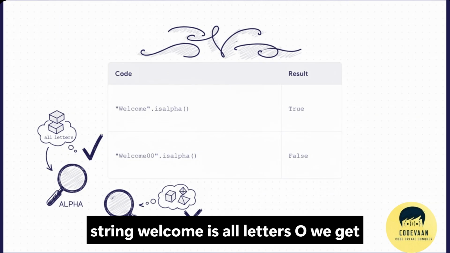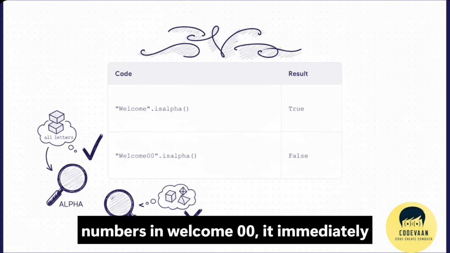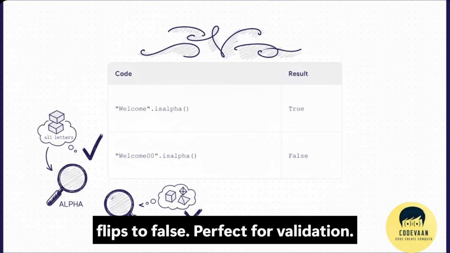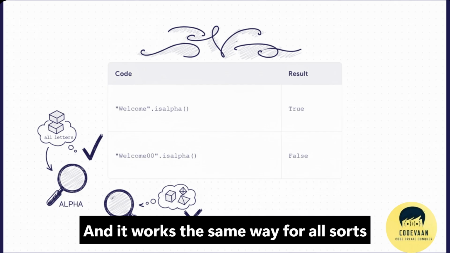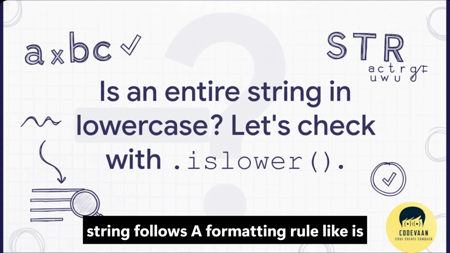The string welcome is all letters, so we get true. But the second you add those numbers in, welcome 00, it immediately flips to false. Perfect for validation. And it works the same way for all sorts of checks. We can instantly verify if a string follows a formatting rule, like is it entirely lowercase?